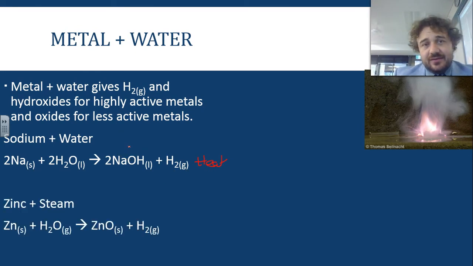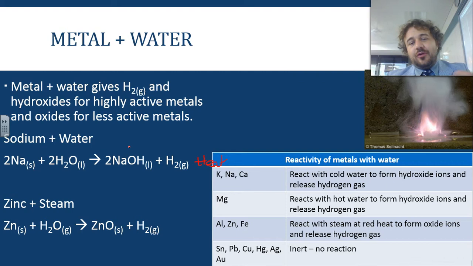Zinc is less reactive. So we can't mix it with water and have it do anything, but if we mix it with steam, it will react then, and that gives us hydrogen gas and zinc oxide. The reason the steam works as opposed to the water is that it's just hotter, so it has more energy in there.